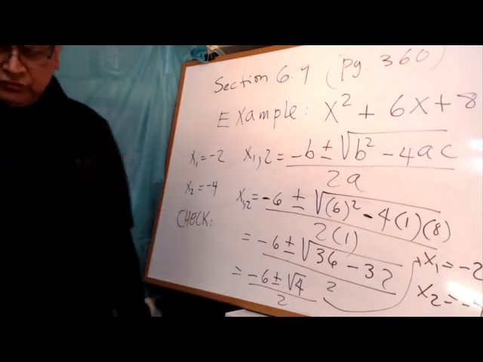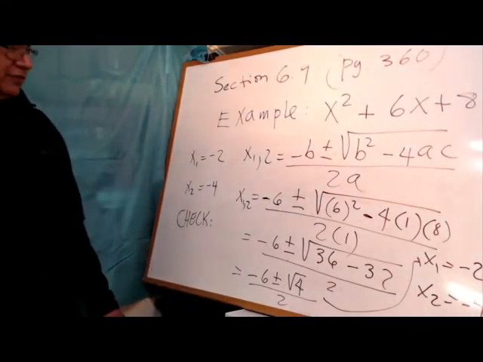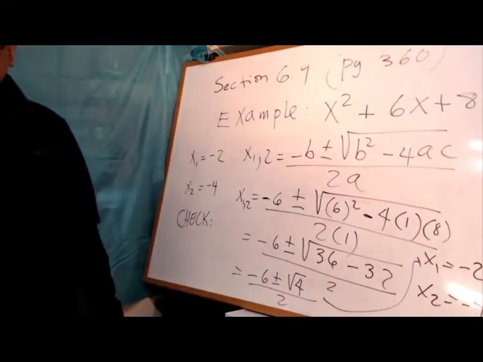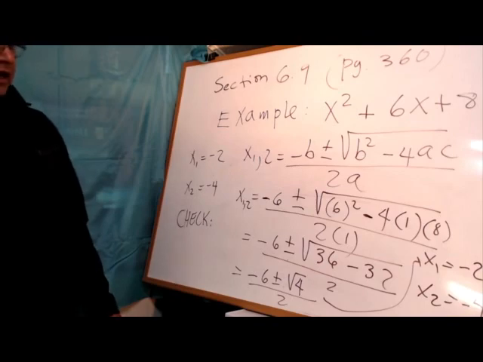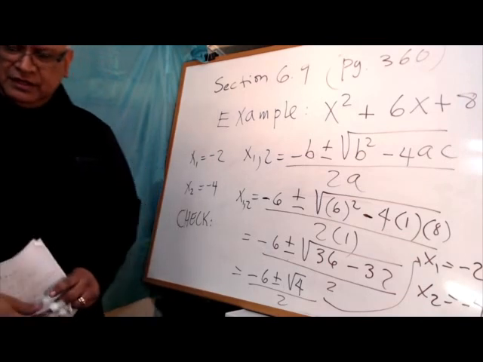We check the solution, which means that we go back here and we plug in the values x equal to minus 2 and x equal to minus 4, and everything has to give you 0, and we've already done that in the previous example.